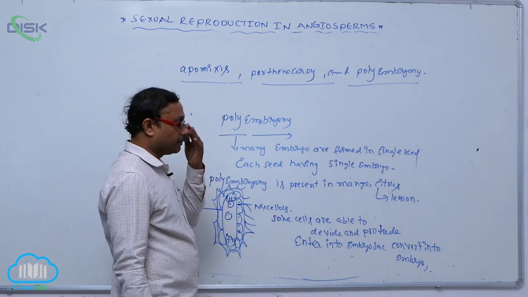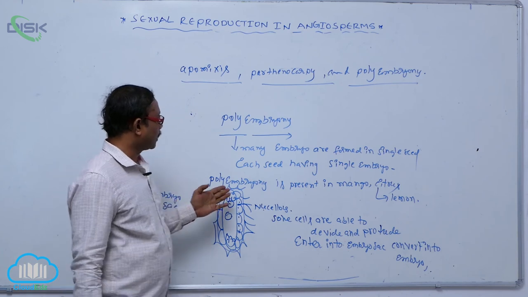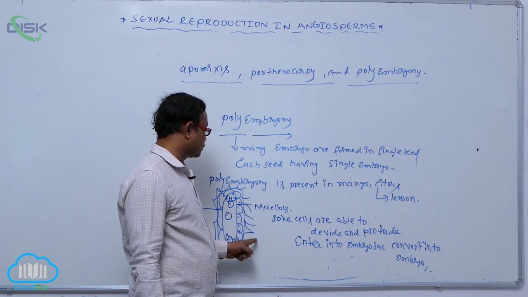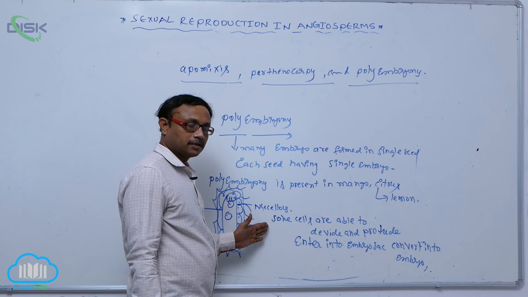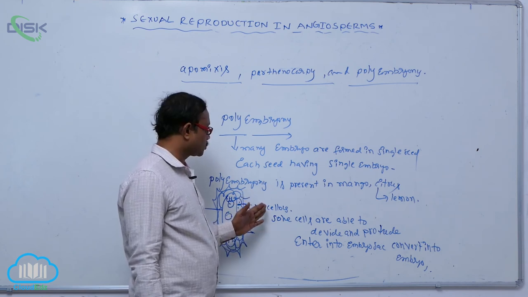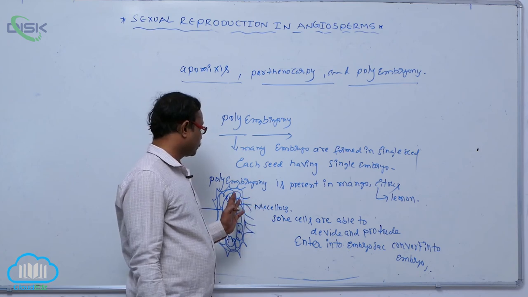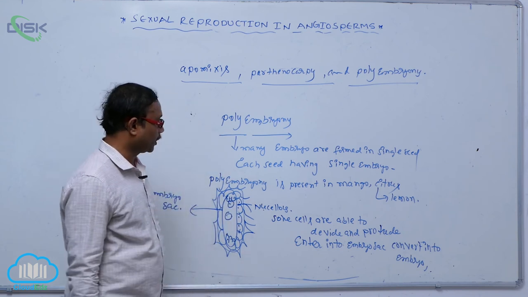Okay, it means polyembryony is present in mango, citrus and lemon. In some plants, generally the ovule has diploid tissue. This diploid tissue is known as the nucellus. The nucellus stores food material, providing food material for the development of the embryo sac, right?